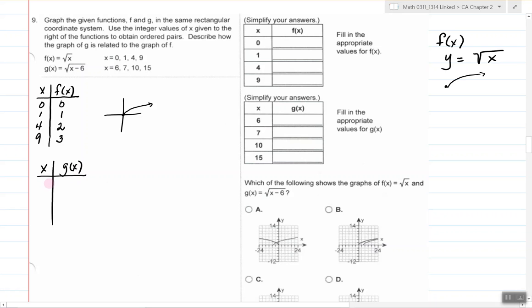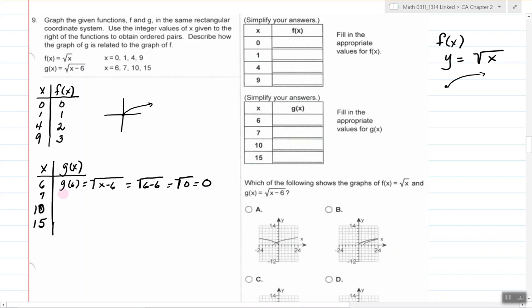This time they want me to use 6 and 7 and 10 and 15. So they're asking me to use completely different numbers. So g of 6 will be the square root of, now this is all under the radical, x minus 6, which is the square root of 6 minus 6, which is the square root of 0, or 0.